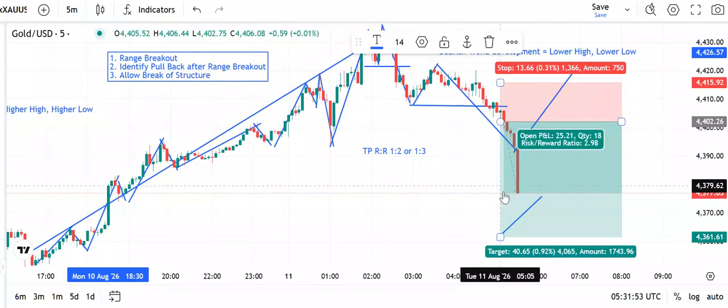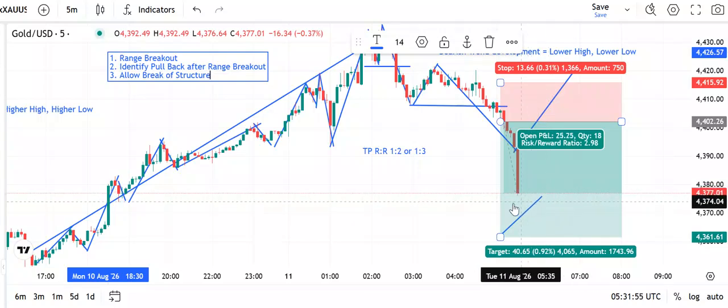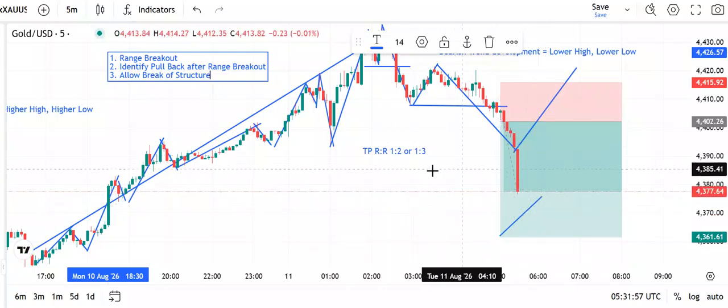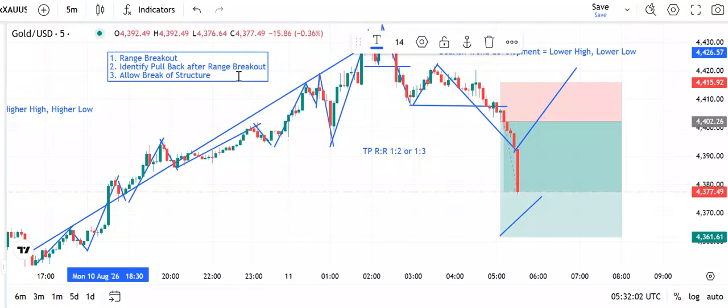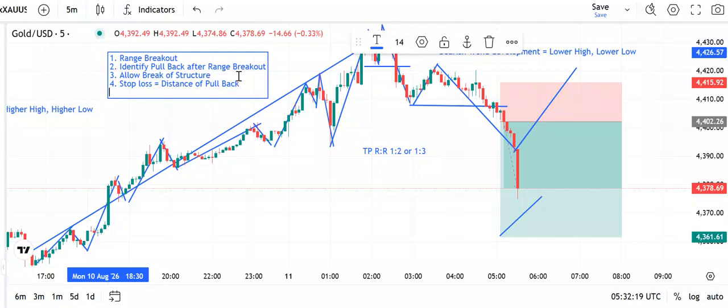Okay. Still dropping. Then number 4, stop loss equals distance of pullback. Number 5, enter after break of structure.